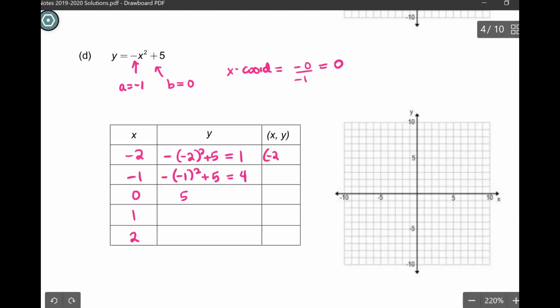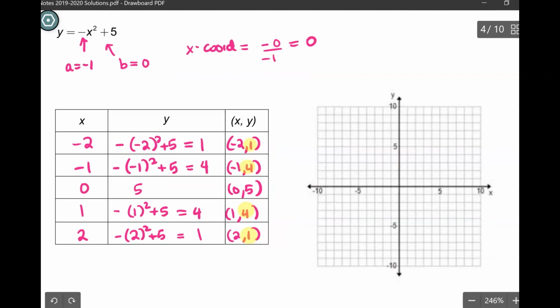Sorry, I should be writing these here also. Plug in 1. So I should get 4. And then plug in 2. And I get 1. Again, we should see some symmetry. So these have to be the same and these have to be the same.